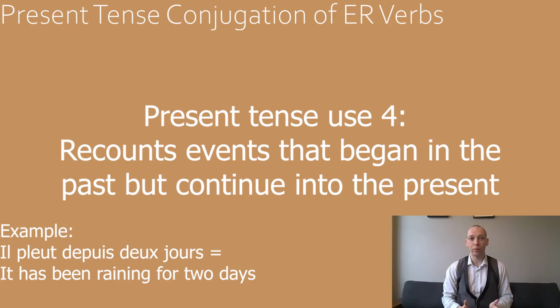The fourth use of the present is to recount an event that began in the past but continues to the time of speaking. For example, il pleut depuis 2 jours, it has been raining for 2 days. This is the second use that differs to English. You'll notice that in English we are using a different tense again here, one called the present perfect progressive.